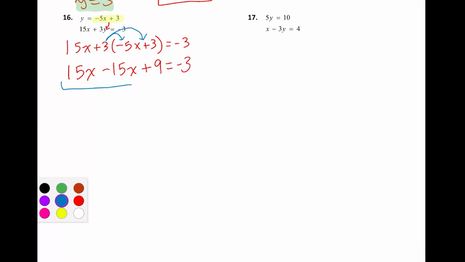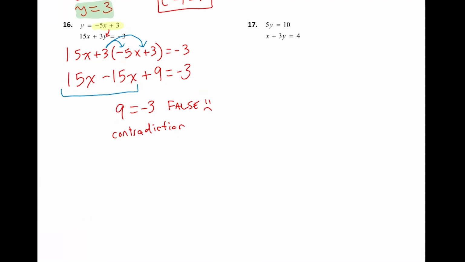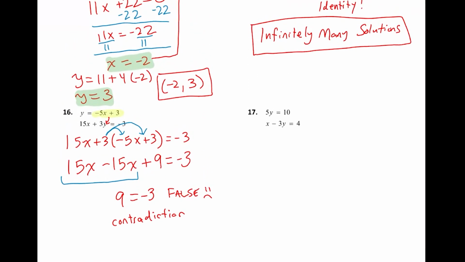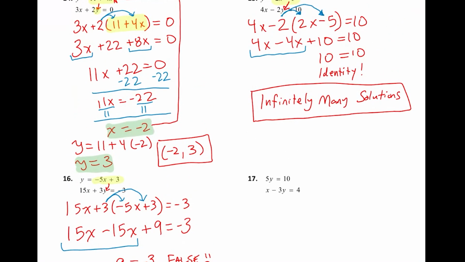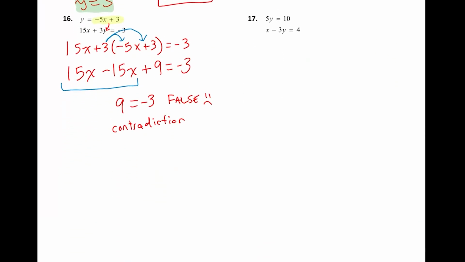We'll combine our like terms, but this is going to go to 0, leaving us with just 9 equals negative 3, which obviously is false. Okay, these two numbers are not the same. We call this a contradiction. I don't know if I can spell that. There we go. And so, on the previous problem, we had all the variables drop out as well, but we got a true statement, right? 10 does equal 10, but 9 does not equal negative 3.